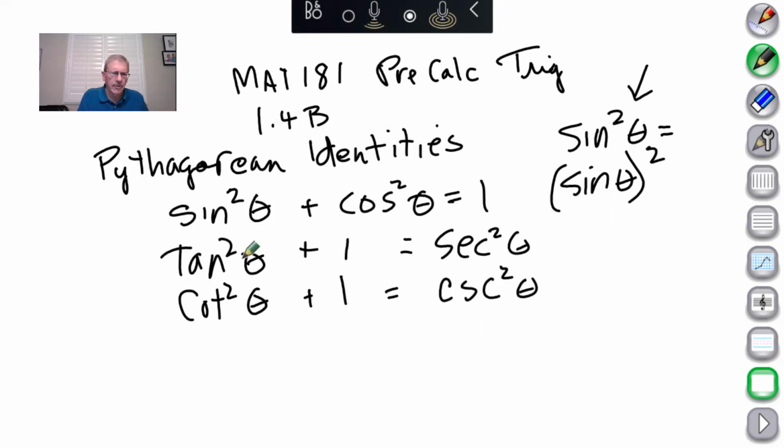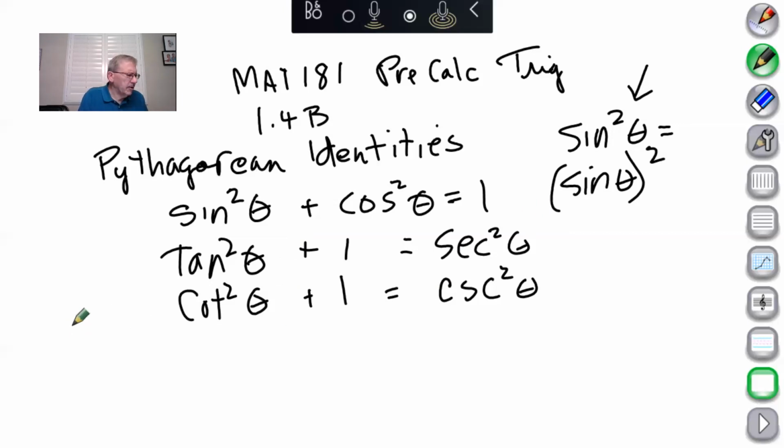These are a little bit harder to remember because we can see sine and cosine kind of go together, but tangent and secant don't seem like they have much in common. But this is an identity. Identities can be proven. We're not going to go through and prove all these, but they could be proven.